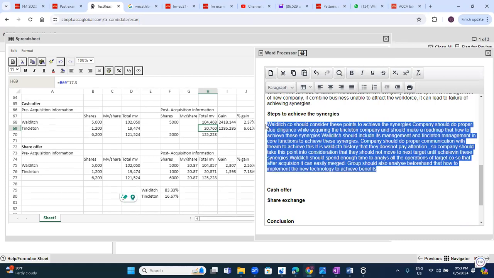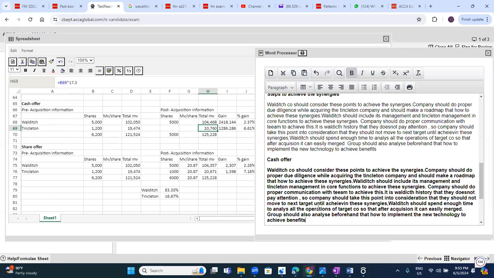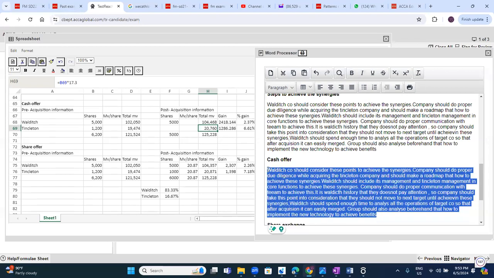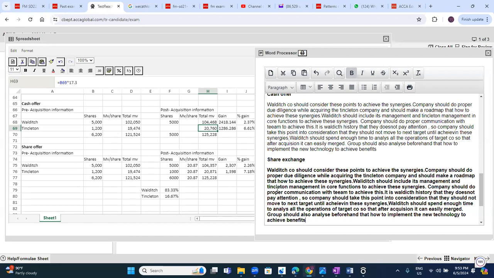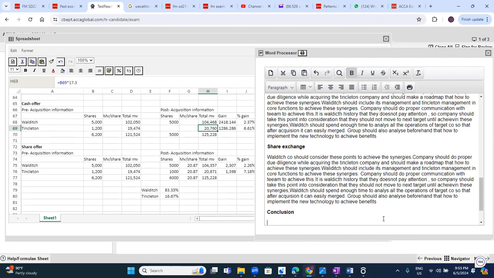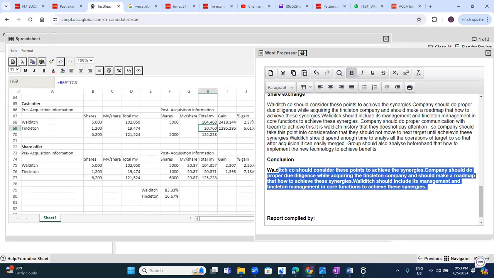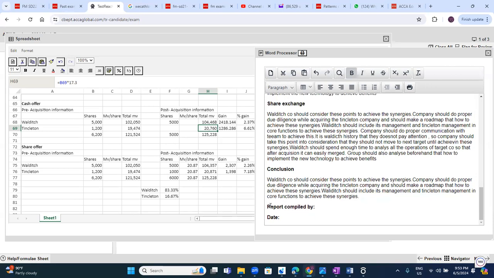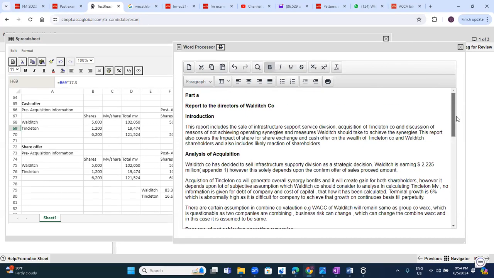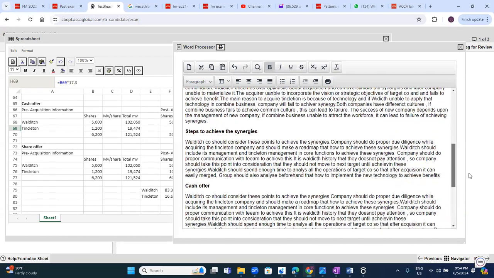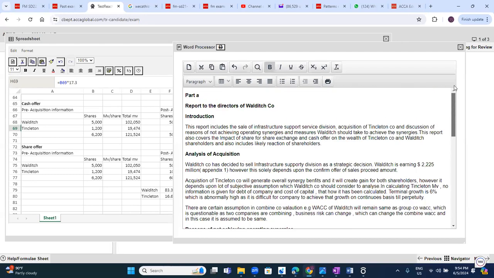Okay. Let's pause just to give you the final idea of how the report should look. I'm copying from above just to show you how it should look. The conclusion should be smaller. It should look like this. Please have a look. Report to the board of directors, introduction, analysis, reasons of not achieving, steps to achieve, cash offer, share exchange, conclusion. That's it. Report compiled by and date. You will get full marks on the communication.